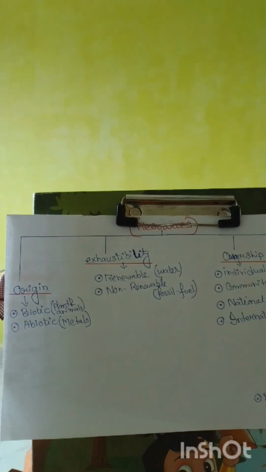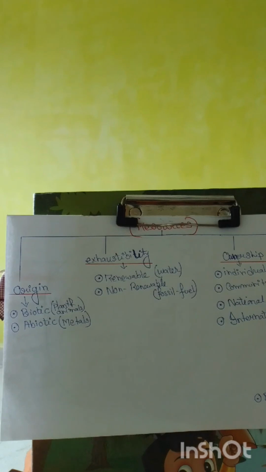In the definition, we have already learned that anything that is provided by nature, which is technologically accessible, economically feasible and culturally acceptable, can be considered a resource. Today I am discussing the classification of resources.